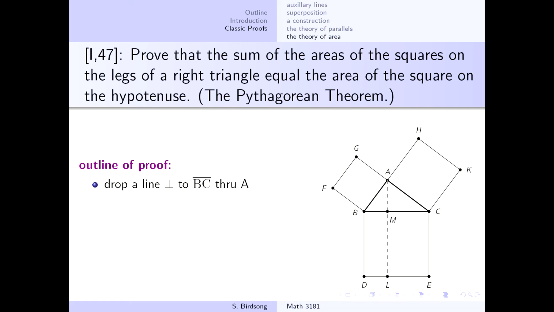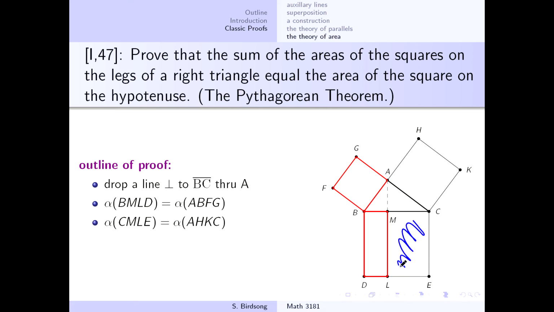In other words, that line. And the claim, which is what we'll prove, is that the area of BMLD, the little rectangle, is exactly the same as the area of ABFG, that little square. In other words, the stuff that's highlighted in red right now. Then we'll show that the area of the other rectangle that's left is the same as the area of the other square that's left, the one highlighted in blue. And notice this then allows us to use one of our common notions and add things together.